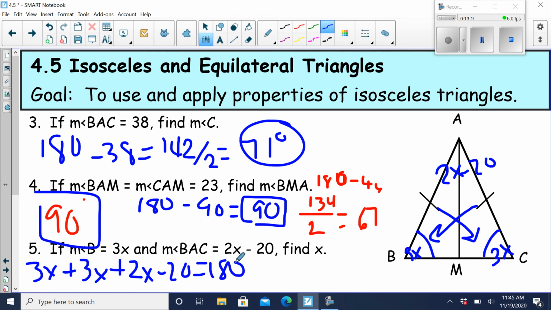If I add those values together, I get 8x minus 20 equal to 180. How do I get the 20 to the other side? I would add it. So now I have 8x is equal to 200. And if I take 200 and divide by 8, I'm going to find that x is equal to 25. And there's my final answer.